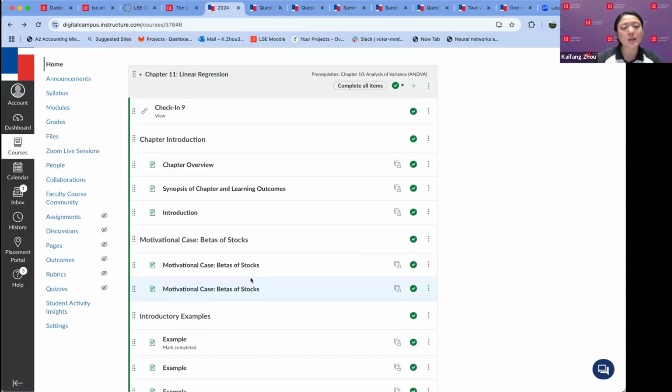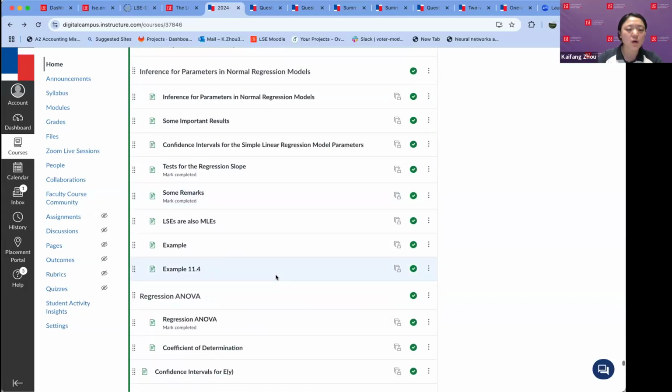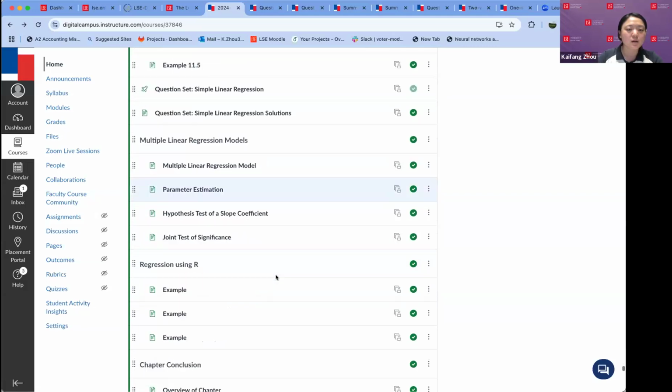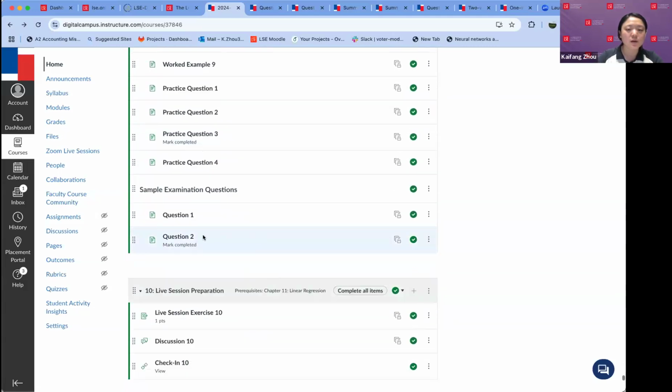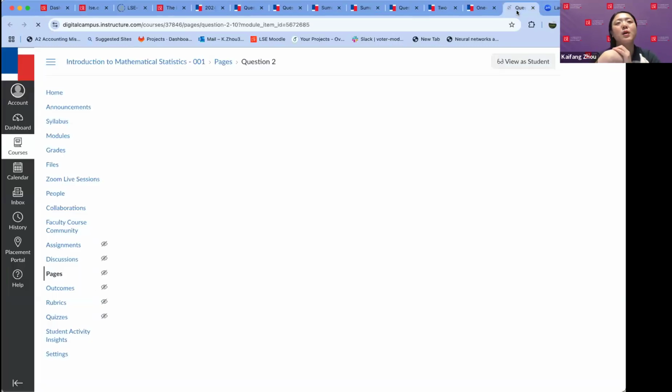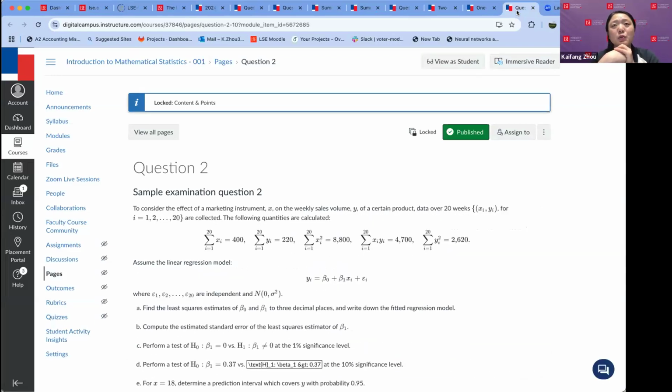Linear regression. The linear regression chapter looks quite complicated and long, but all you need to know is, for the simple linear regression model, what the assumptions behind it are, and how we can estimate the parameters, let's say alpha, beta 0, beta 1, for the simple linear regression model.